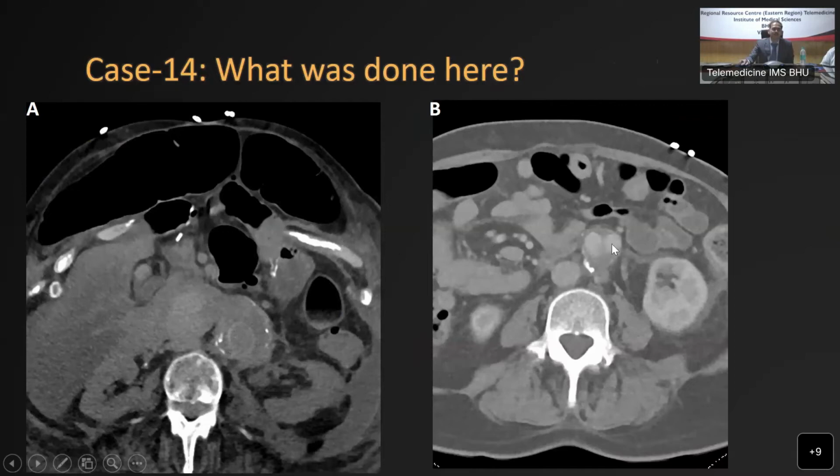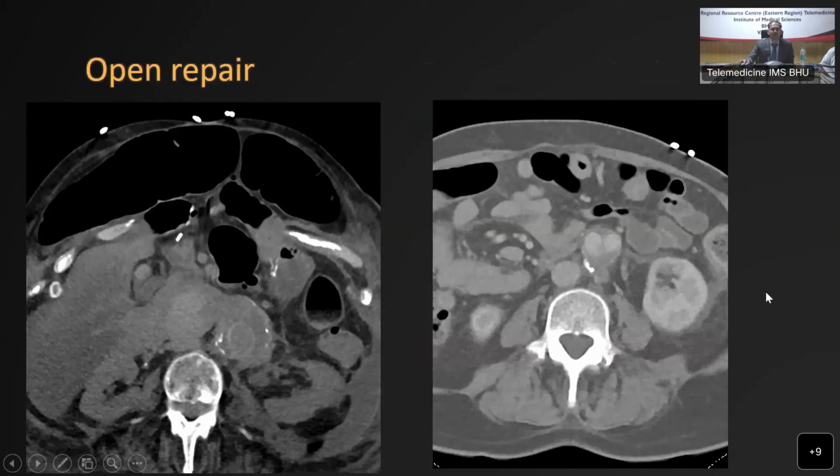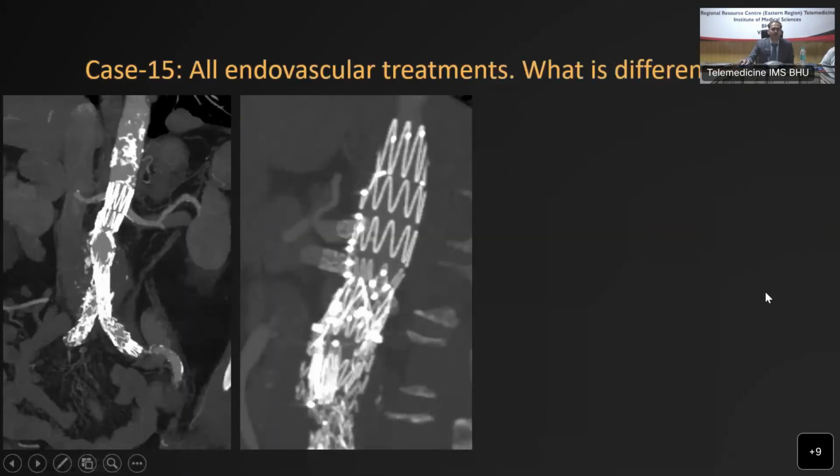On contrast enhanced, this will look like two lumens which are equally sized. So these are two bifurcating limbs that are extending into the common iliac arteries. This should not be interpreted as dissection. In setting of dissection, you will have true lumen and false lumen. True lumen is usually smaller, has higher contrast opacification. A false lumen is usually larger and has lower contrast opacification, as opposed to this one where both lumens are equal in size. So this is a case of open repair.